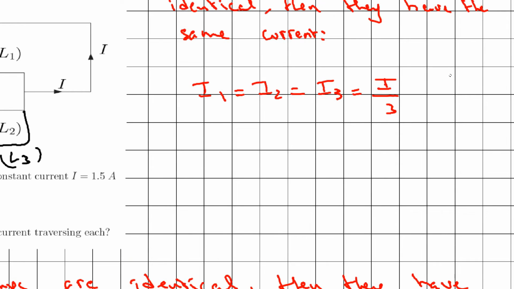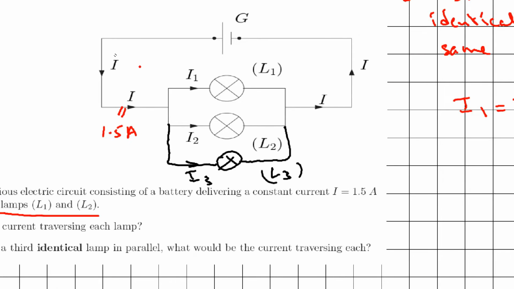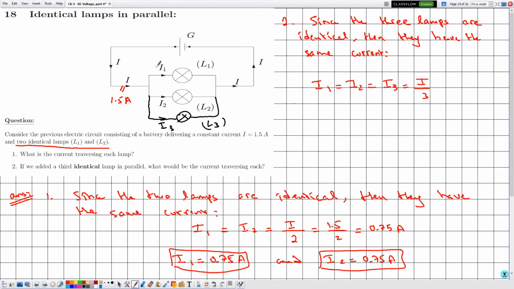So for this reason we have divided I into 3, because we know that according to the law of addition of currents we have that I is equal to I1 plus I2 plus I3. So the sum of these 3 currents must be equal to I. Moreover, they are equal. Then 1.5 divided by 3, this is equal to 0.5.